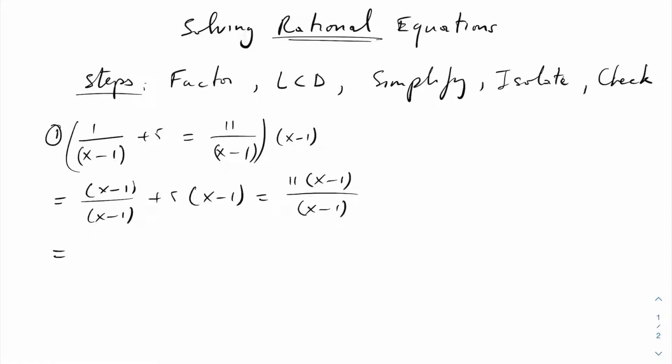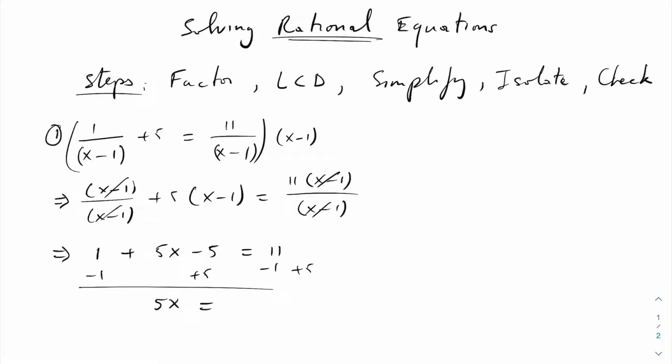And so let's simplify a little bit further here. So we're going to have x minus 1 and x minus 1 cancel, leaving you with just 1, plus 5x minus 5 equals 11. So now we can go ahead and isolate our variable here. So we're going to subtract 1 on both sides, and then add 5 on both sides as well. So that's going to finally give us 5x equals 15, because 15 is 11 minus 1 plus 5. Last thing we need to do here to isolate the variable x is to divide both sides by 5. So I'm going to have x equals 3.